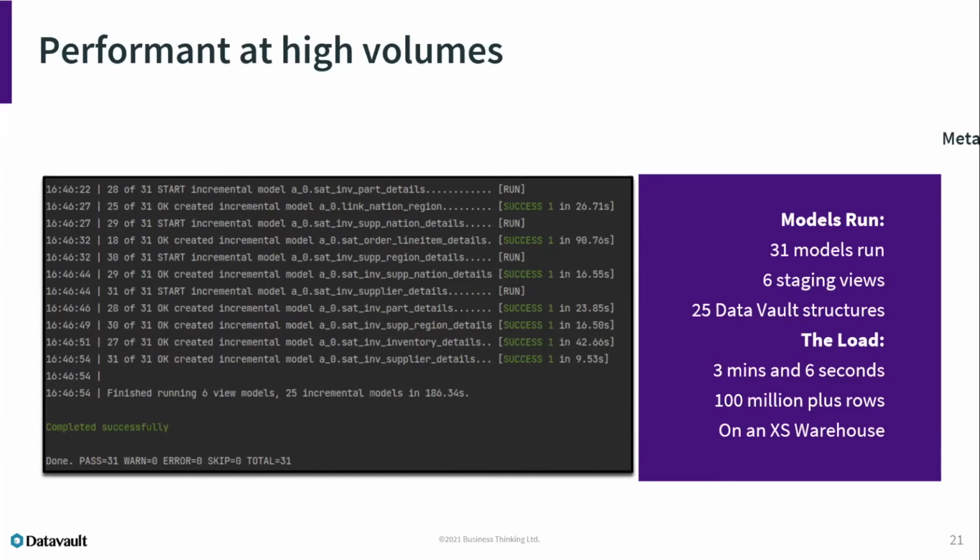Now we use an extra small warehouse here to show how performant this is. So the extra small warehouse and the TPCH 100 data set, which is 100 million more rows, only took 3 minutes and 6 seconds, which is a very good result. Obviously, you can't take all the credit. A lot of that is because of Snowflake, but we've also got some quite performant SQL written as well. So we're very proud of that.